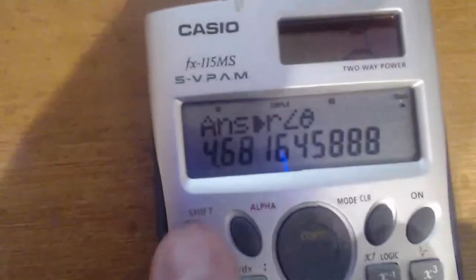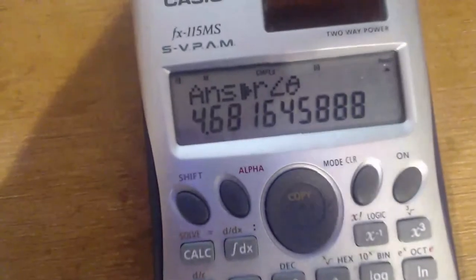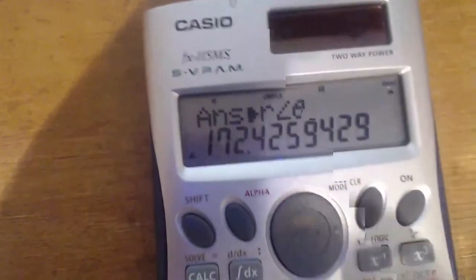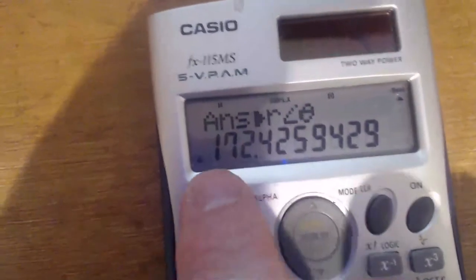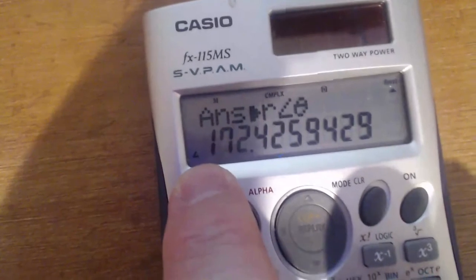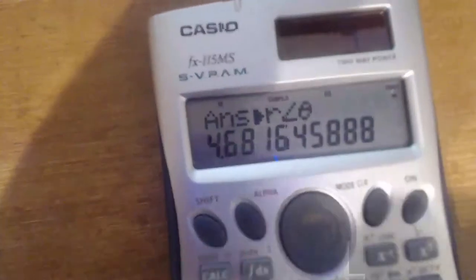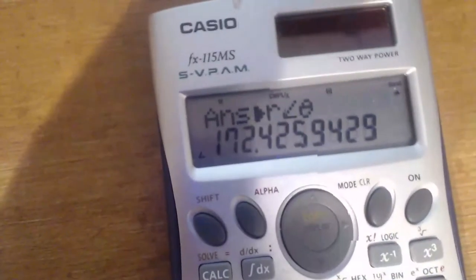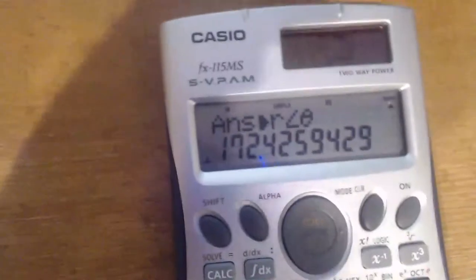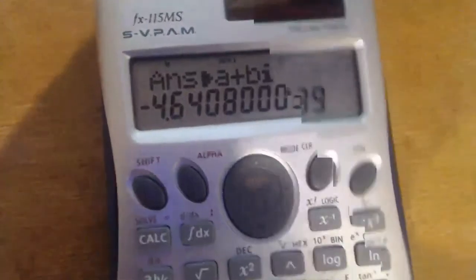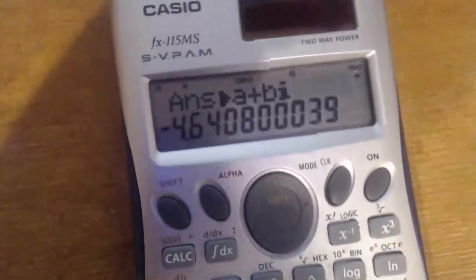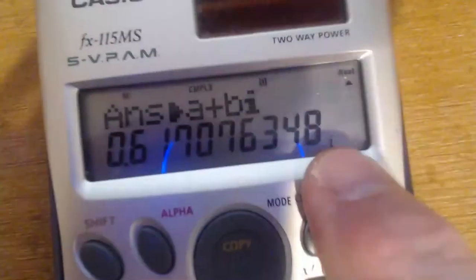It's 4.68 at an angle of 172 degrees. Notice when it's in polar form, it gives a little angle symbol here when you toggle between the magnitude and the phase, and that's on the left. When it's rectangular form, which once again you convert to rectangular form this way, there's a real part and the imaginary part has the i there.